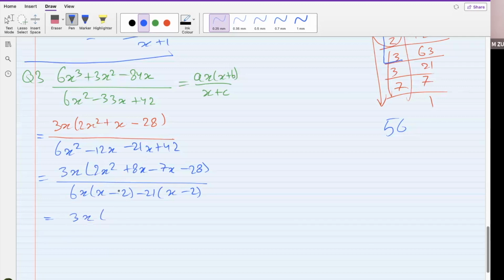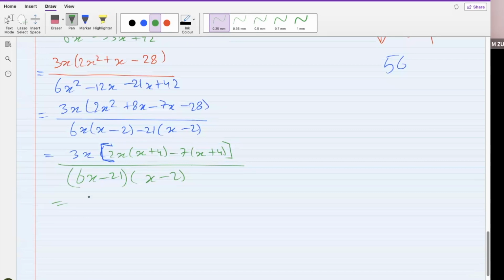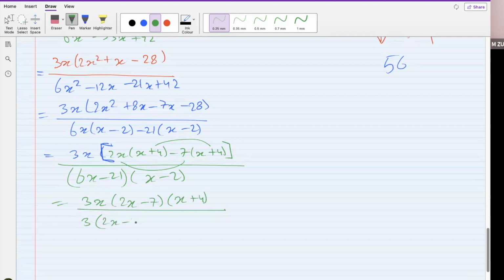Numerator is 3x into first common is 2x, x plus 4 minus 7, x plus 4, and in the denominator 6x minus 21 times x minus 2. Keep simplifying. 3x, this is 2x minus 7 into x plus 4, these two brackets, and then we can also take out 3 as common, and we are left with 2x minus 7 into x minus 2.